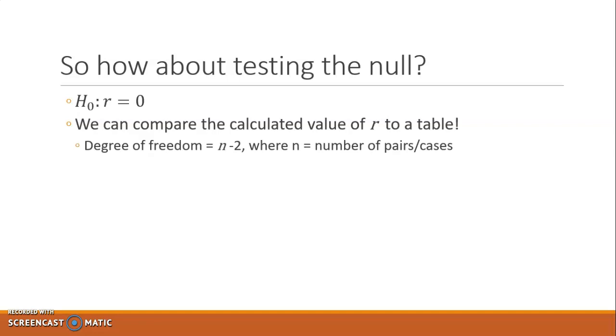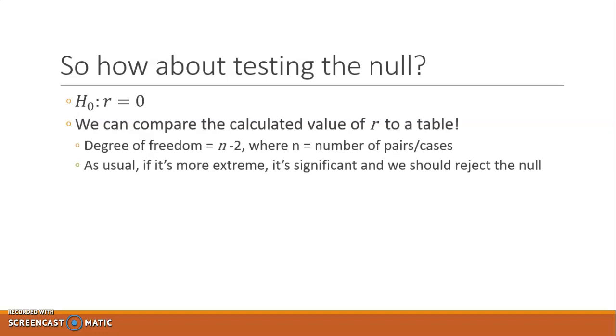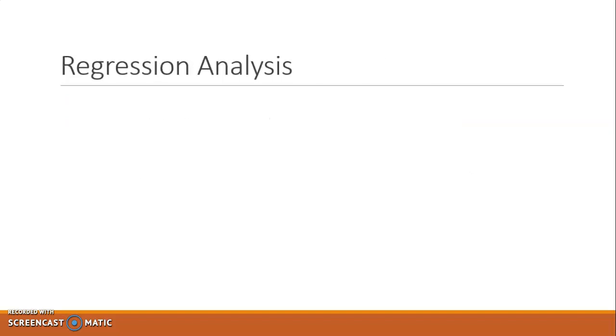So we got correlation. Okay, that's great. As usual, as I said before, if it's more extreme, it's significant, we should reject the null and so forth. You know that. But I put it down anyway because it can't be repeated enough times. So what about this regression thing?